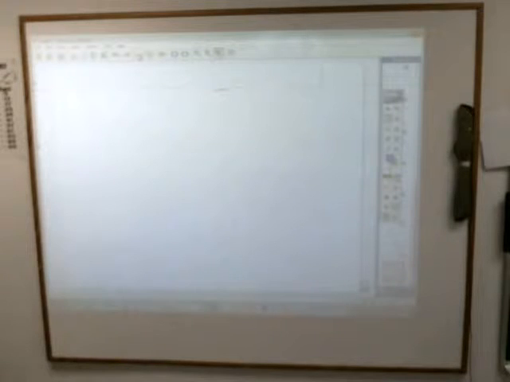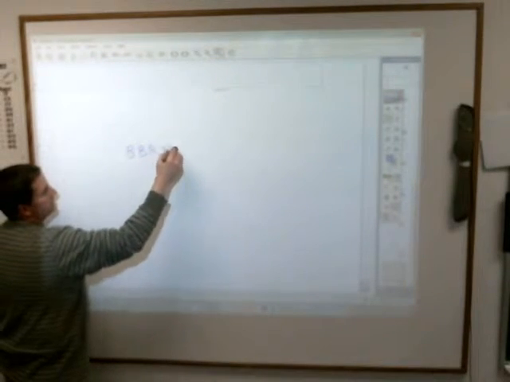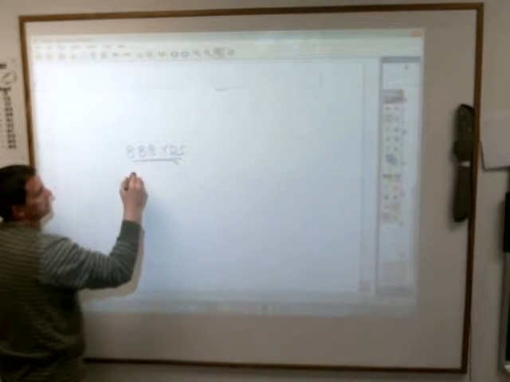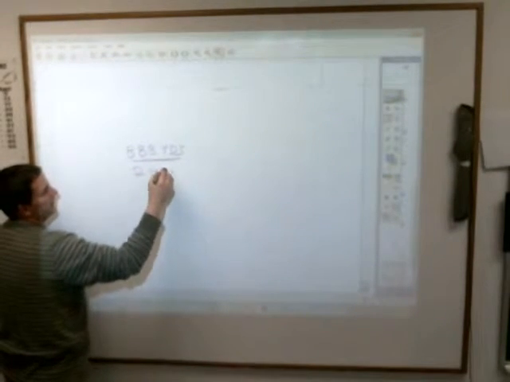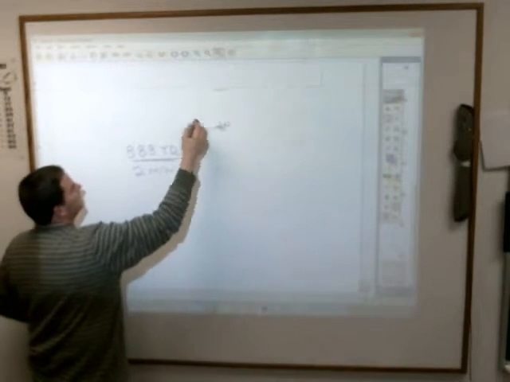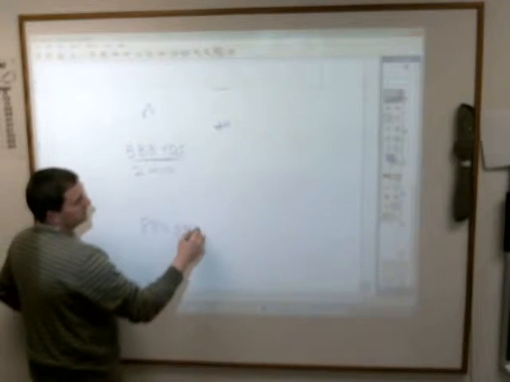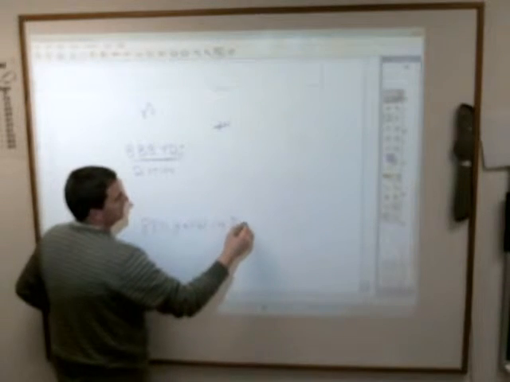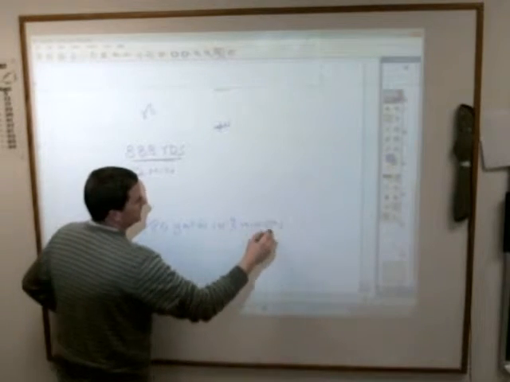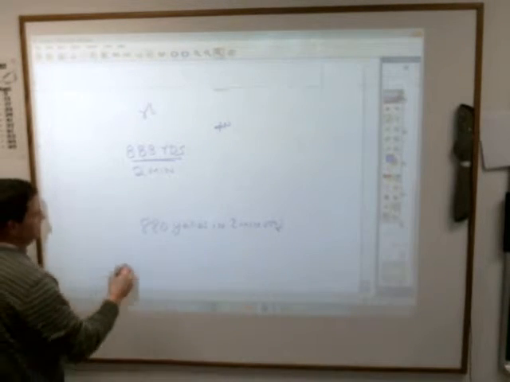How about this one? Here's a good one. 880 yards in 2 minutes. I'm going to write it down here: 880 yards in 2 minutes. I want to change that into, watch this, here's where it gets really tricky, feet per minute.